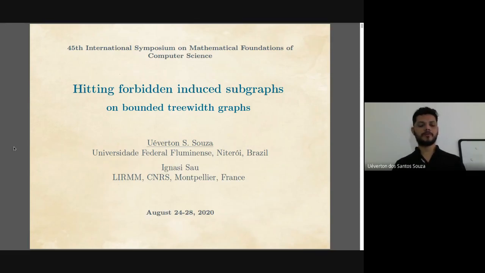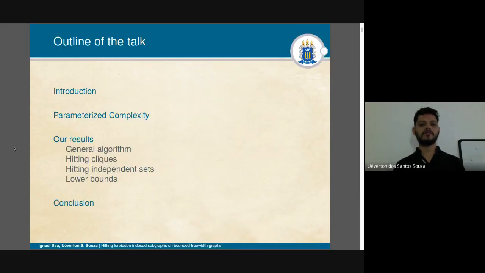Hello, everybody. I'm Souza from Universidade Federal Fluminense in Brazil, and I'm going to present a joint work with Sau from Montpellier. The topic of this talk is hitting forbidden induced subgraphs on bounded treewidth graphs. First I will present an introduction and some known results about the parameterized complexity of the problem. After that, I will present our results and our conclusion.